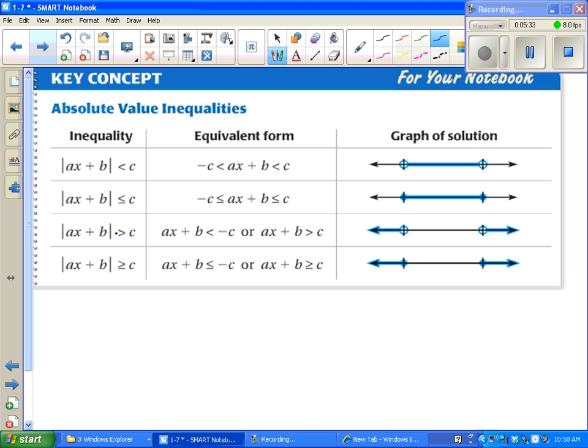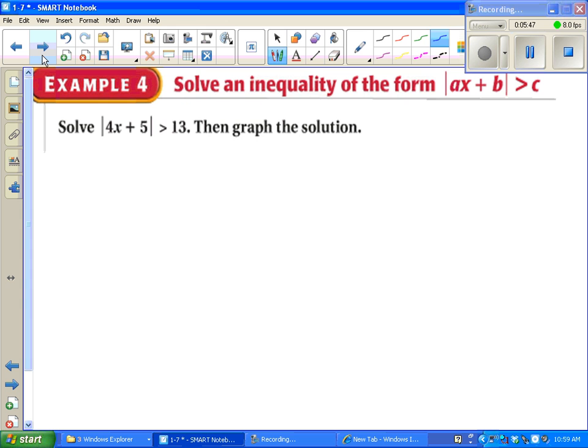The reason for that is when you see something like this, it means to do the and, shade in between type. When you see a greater than, it means we're doing the or type problems. So we're going to see that in the next example. It says 4x plus 5, absolute value, is greater than 13. See greater than, that tells you right now that you need to split this into an or type problem.